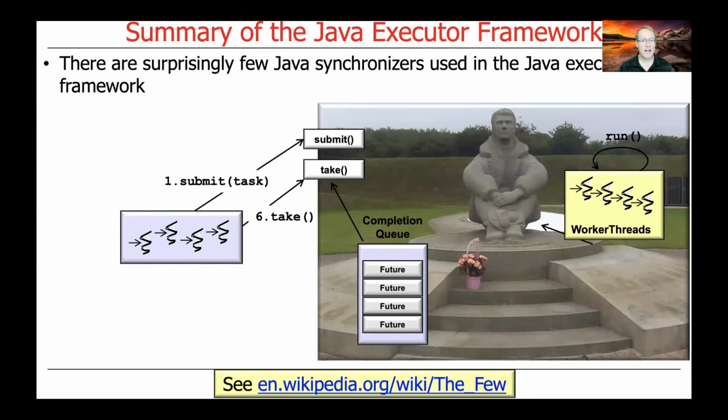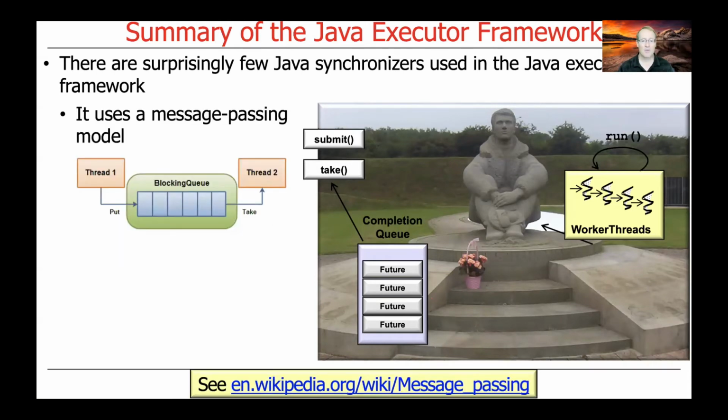Interestingly, there are surprisingly few Java synchronizers used in the implementation of the Java Executor Framework. You might think, gosh, there's a lot of threading going on here, so there should be a whole bunch of synchronizers. Well, there are actually very few of them. The reason is that the underlying mechanisms are largely based on message passing. So with things like the blocking queues, the linked blocking queue we talked about, a lot of the processing and the coordination between threads is done by message passing.